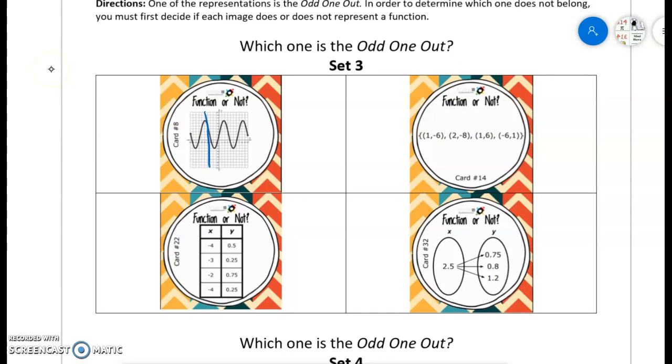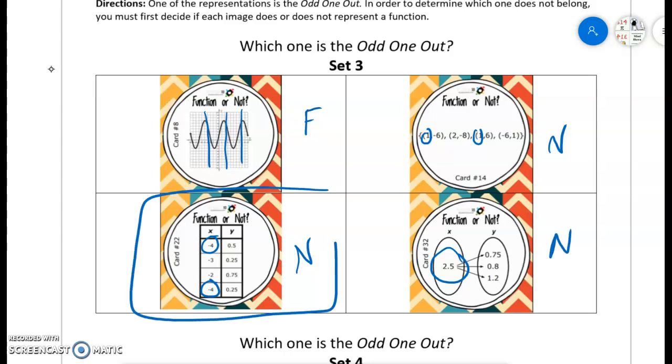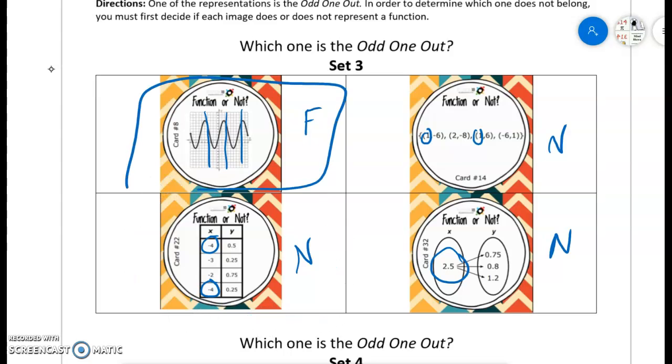So this one, as funky as it looks, this does pass the vertical line test. So this is a function. I have repeat x's here, not a function. I have repeat x's here, so this is not a function. And this x is going to all of these, so this is not a function. So I apologize. Card 8 is the odd one out.